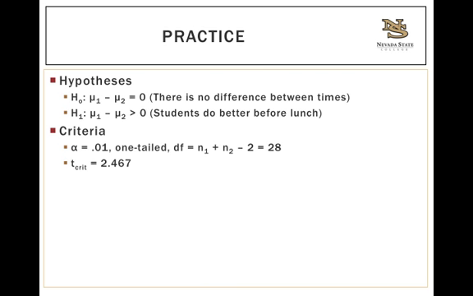So let's go ahead and set our criteria. Our alpha from the problem is 0.01. We're going to conduct a one-tailed test because we're looking for an increase in their stats quiz score. Our degrees of freedom here is n1 plus n2, so 16 plus 14, minus 2. So remember, your group 1 n plus group 2 n, minus 2. That gives us 28 for our degrees of freedom.